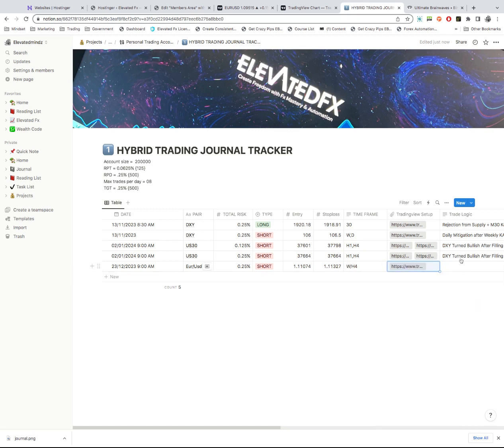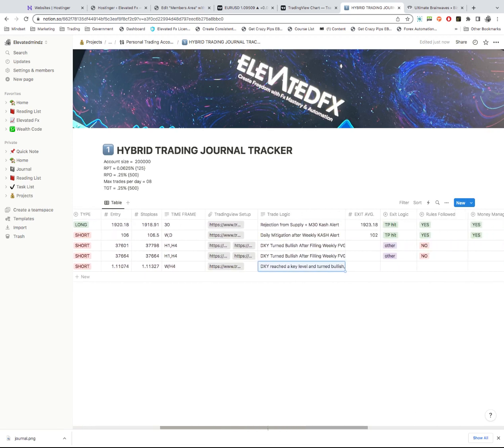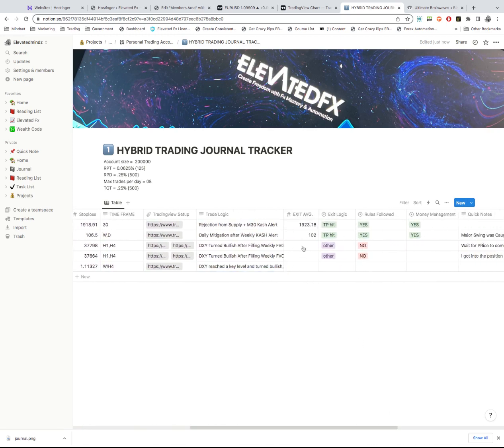So I'm going to link, and we're going to say the DXY reached a key level and turned bullish. EUR/USD reached a weekly key level and turned bearish, giving me a setup, H4 turtle. So that's specifically why I'd be entering that trade, right?